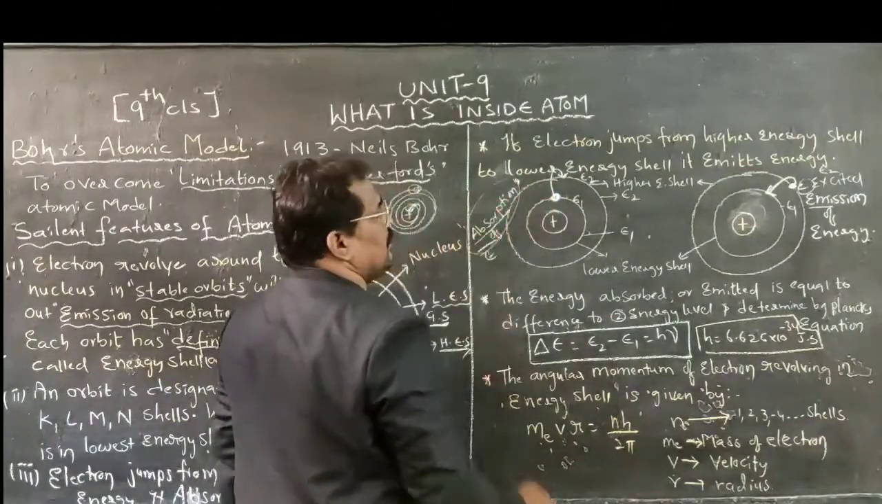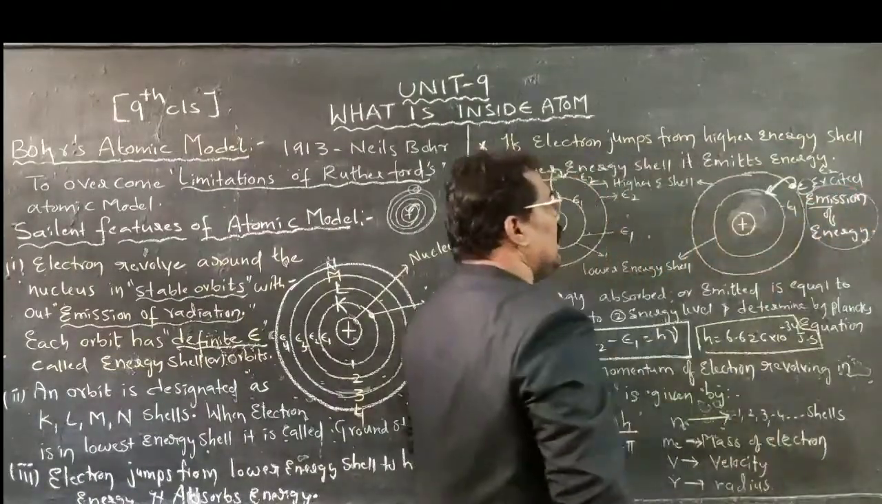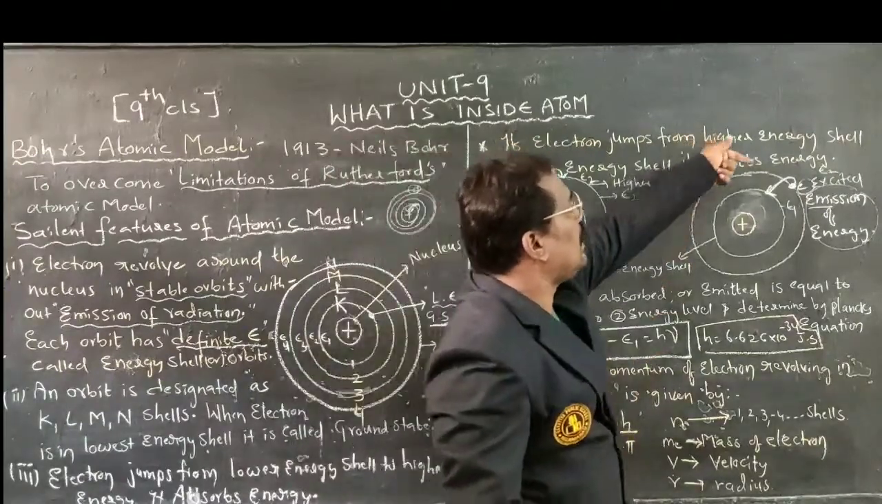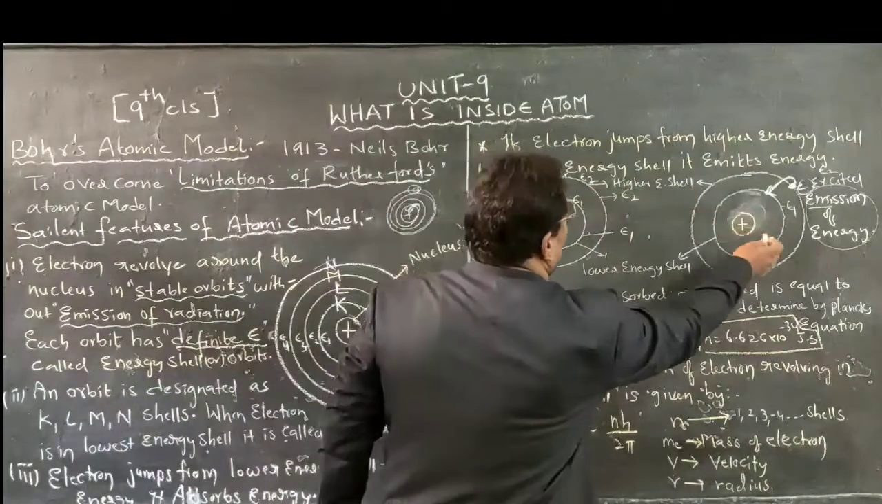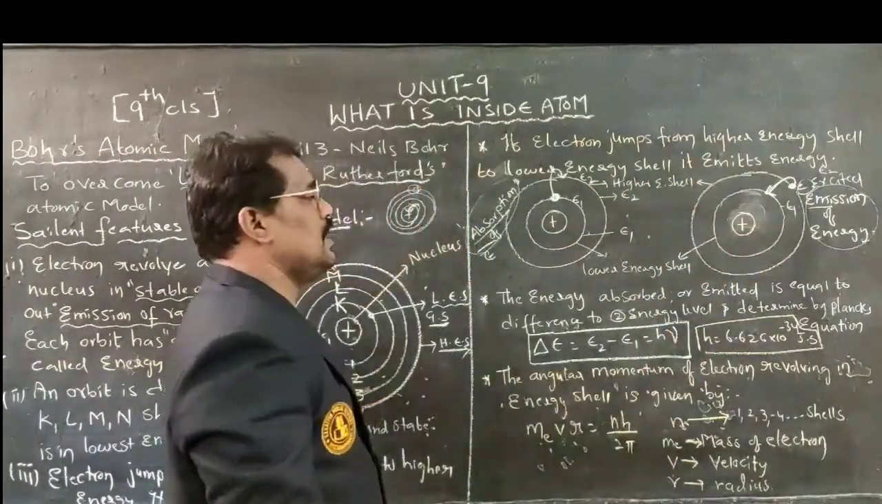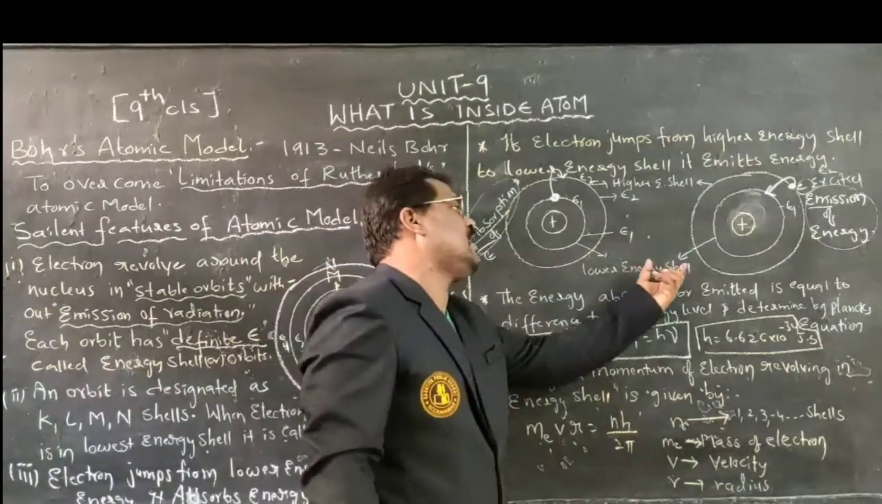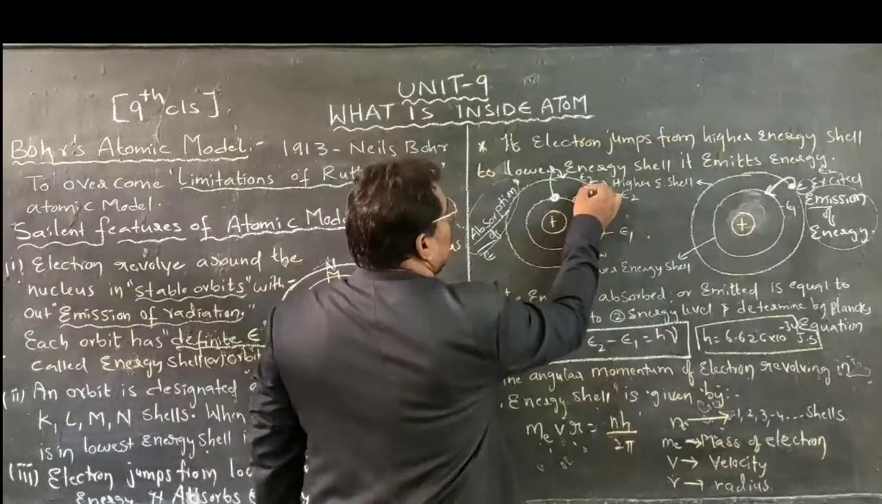Energy is absorbing, whereas here the energy is emitting, either by an electron jumping from a lower energy shell to a higher energy shell, or from a higher energy shell to a lower energy shell. Energy is absorbed as well as emitted. It can be represented as what? The energy absorbed as well as emitted is equal to the difference between these two energy levels.